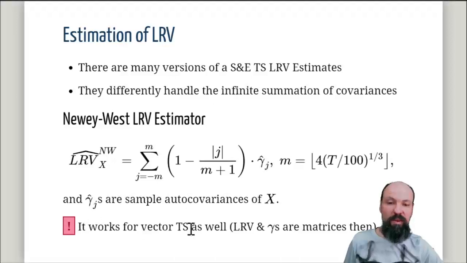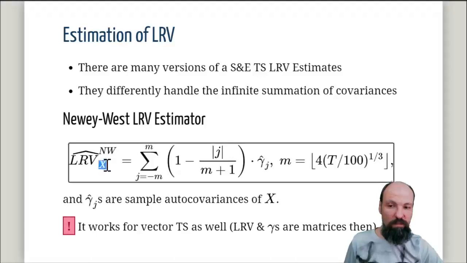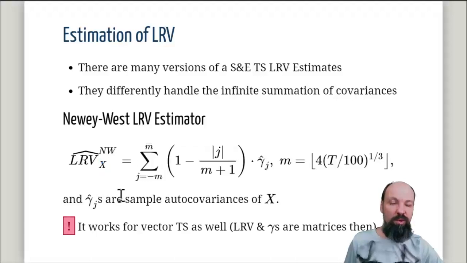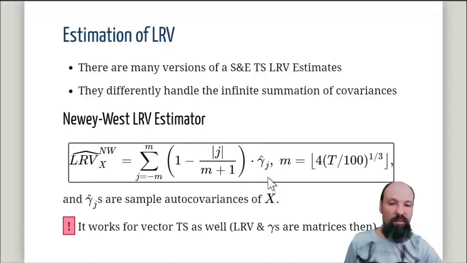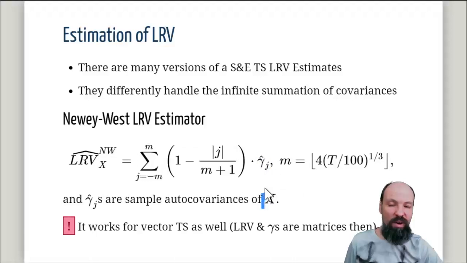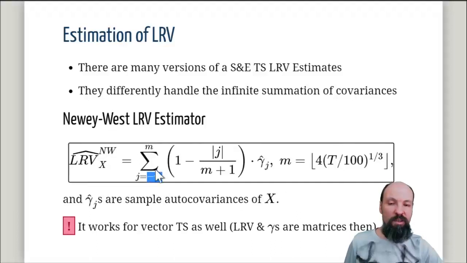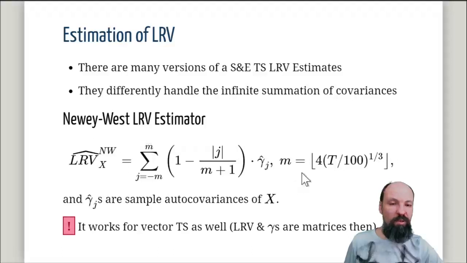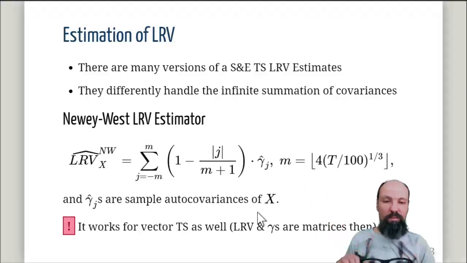So this estimator also works for matrices, not only for scalar time series. When you apply that to a vector, for example, gamma becomes not just a number but a matrix. This form looks even uglier, but the basic idea is the same. Cut the infinite summation at some point M, which depends on how much data you have, and sum up weighted matrices there.